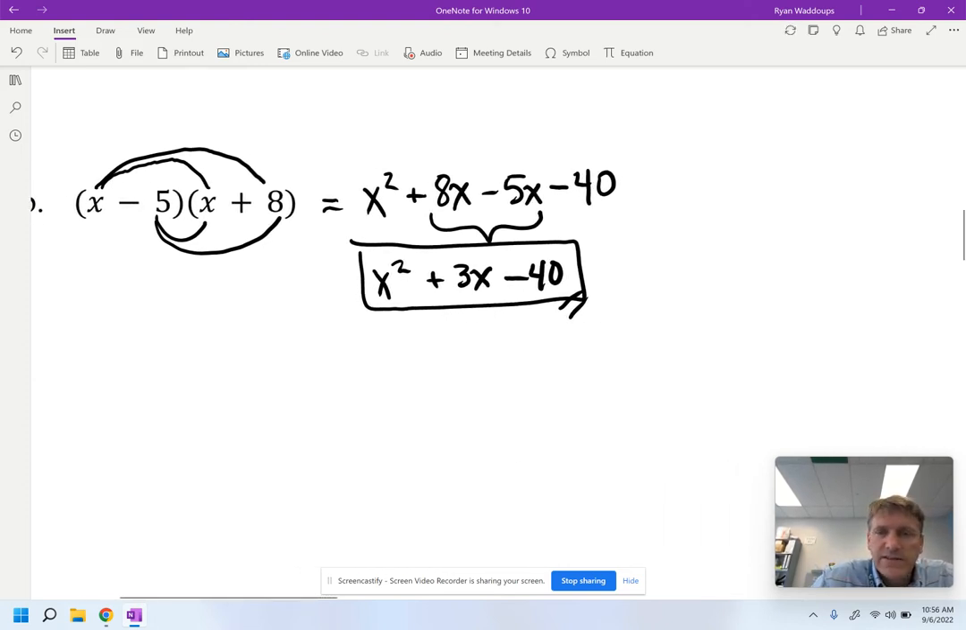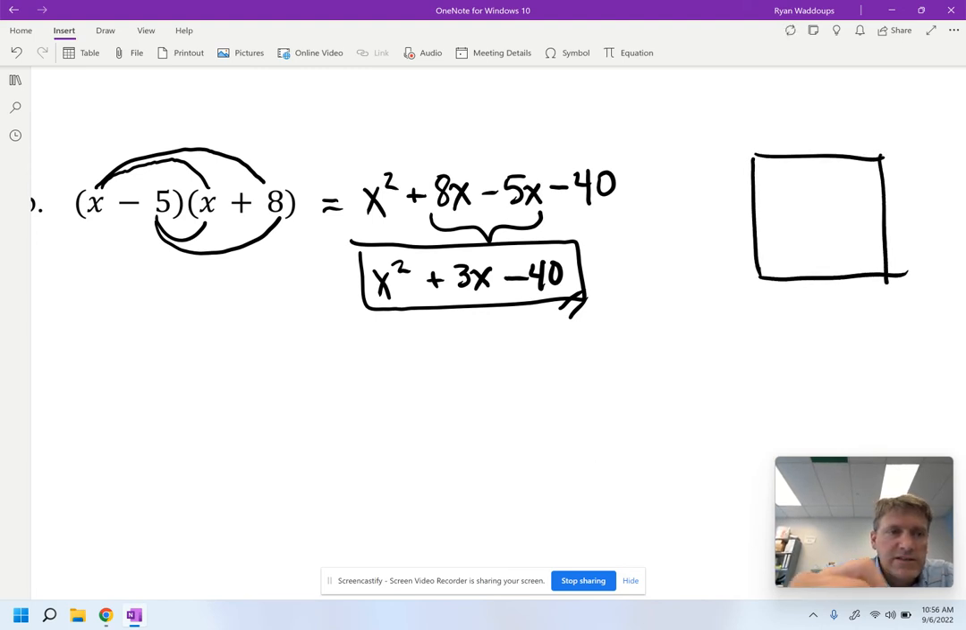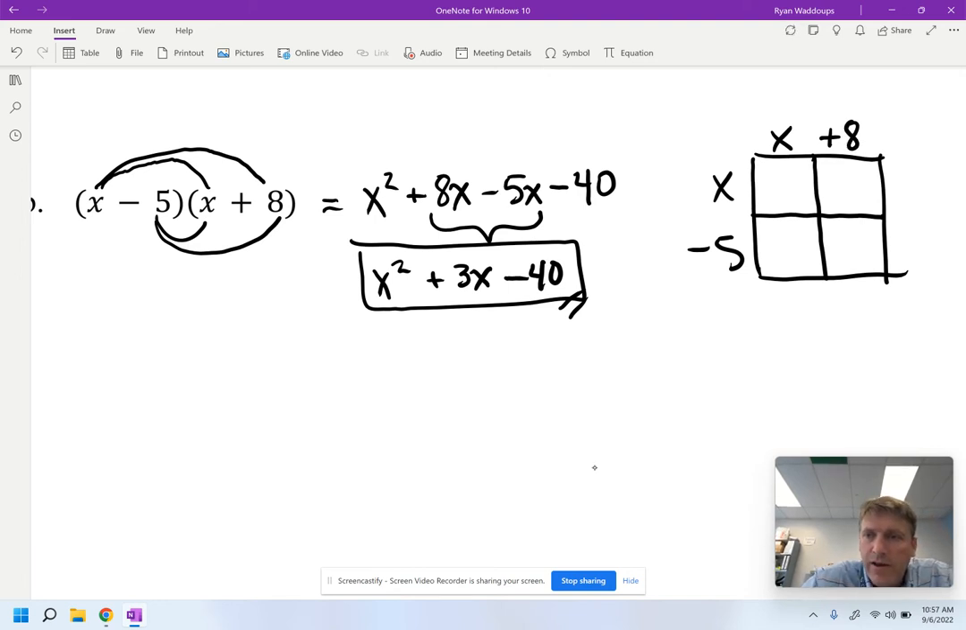Now, if we were to do that same thing using a box, because it's a binomial times a binomial, two terms times two terms, we're going to use a 2 by 2 box. And so I can take x minus 5 here and x plus 8 here, and then multiply them all out. X times x, like you would with times tables, right? X times x is x squared. X times 8 is 8x. X times negative 5 is negative 5x. And negative 5 times 8 would be negative 40.